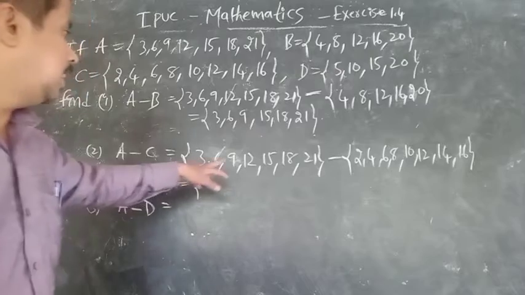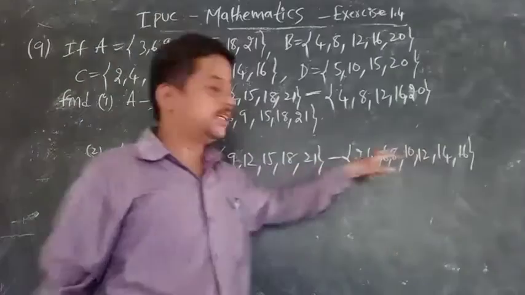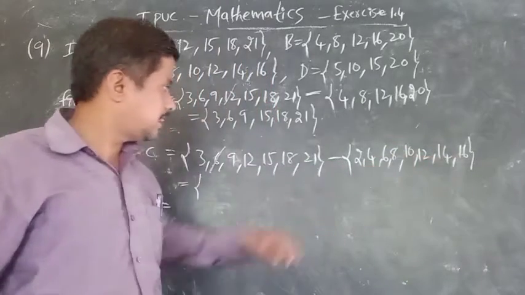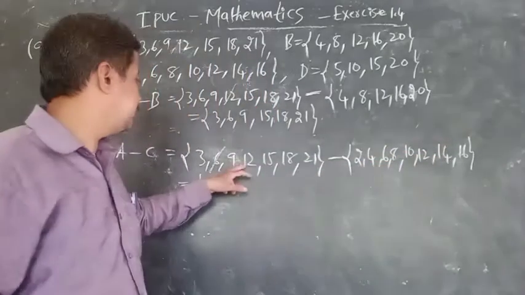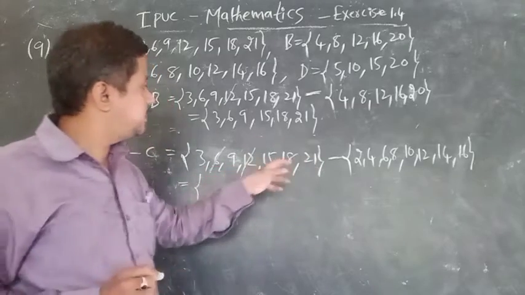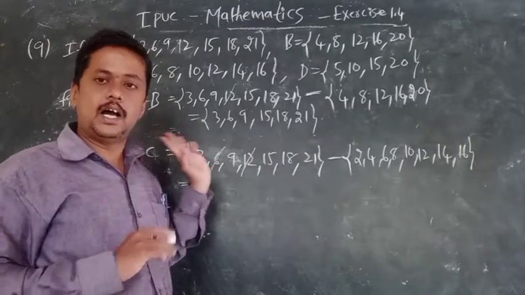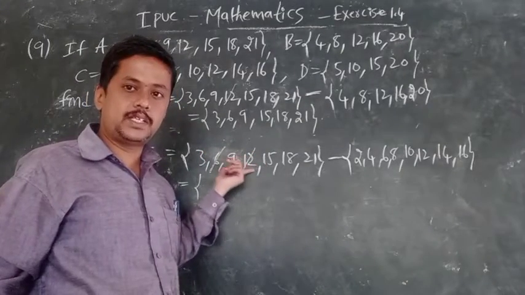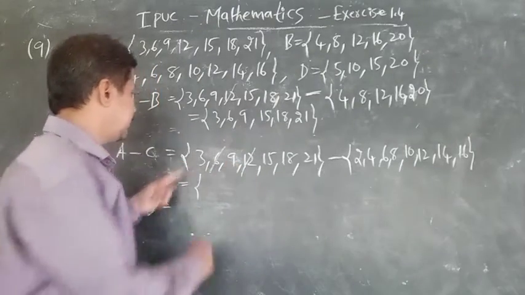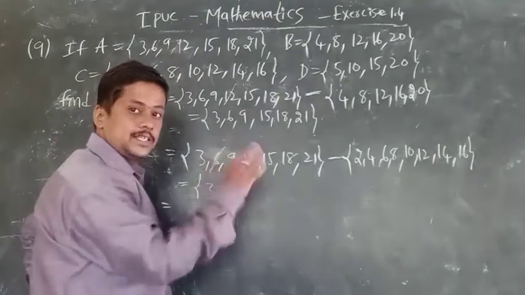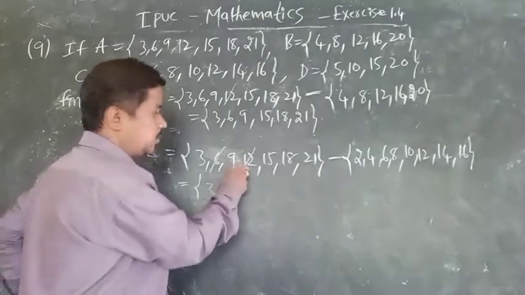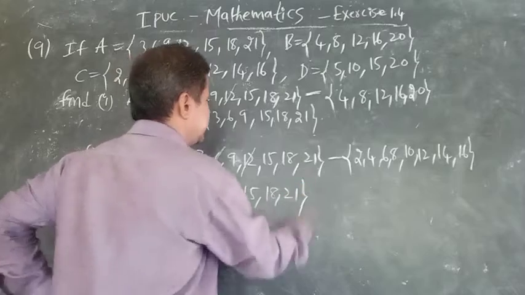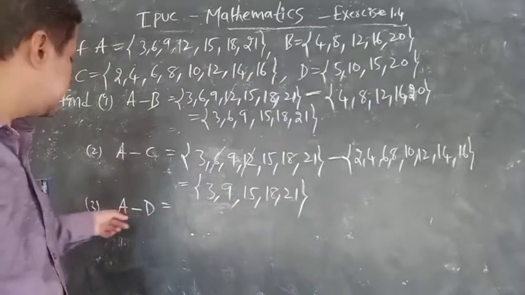Okay, it will be cancelled. See, 8, 10 not there here, limit. 12, 14, 16. 12 is there, cancel. 14, 16 not there, limit. Okay, all is over. So cancellation is over. Next, what are the remaining elements in the first set? First set means this one, A. So what are the remaining elements? 3, 6 cancel, don't write. 9, 12 cancel, don't write. 15, 18, 21. Like that we have. Okay na?